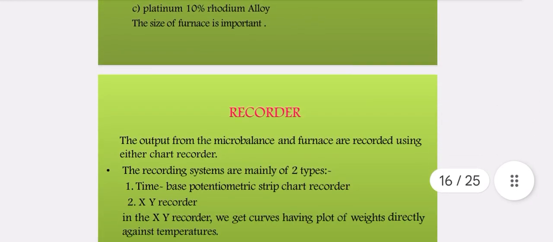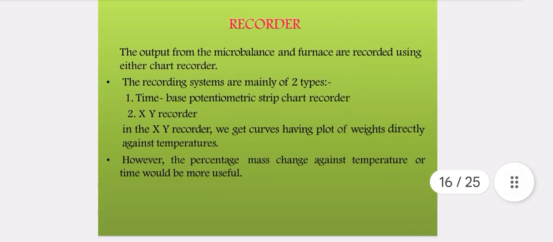Next, we'll study the recorder. The output from the microbalance and the furnace are recorded using a chart recorder. The recording systems are mainly of two types: time-based potentiometric strip chart recorder and XY recorder. In the XY recorder, we get curves having a plot of weight directly against temperature. However, the percentage mass change against temperature or time would be more useful.